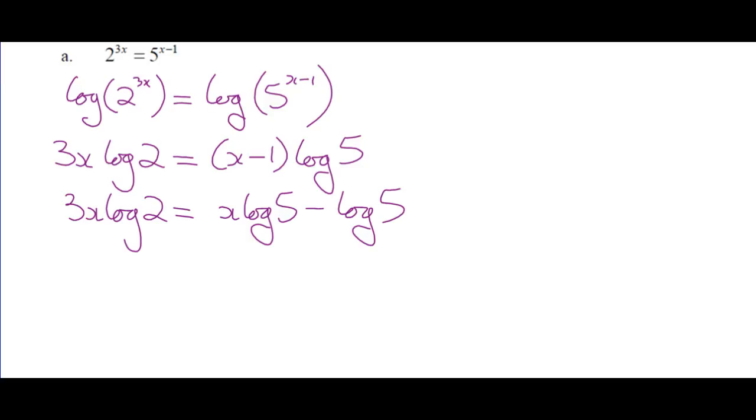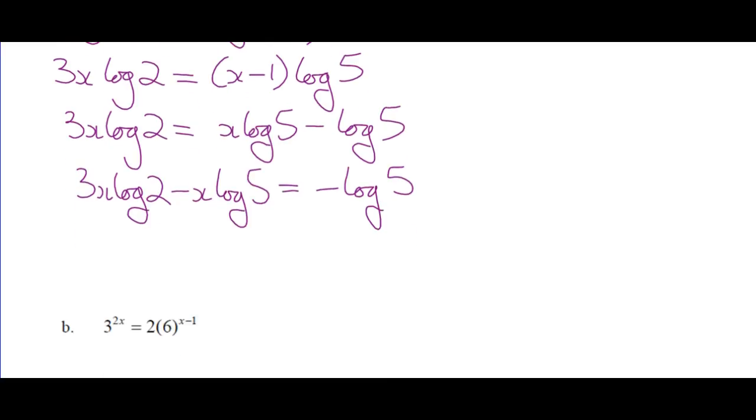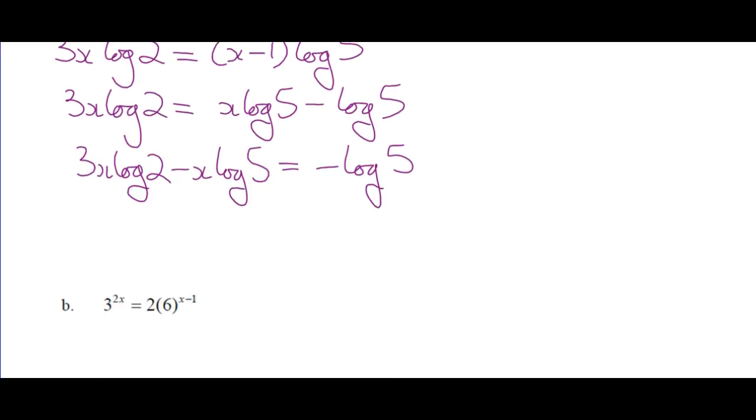So now we'll subtract x log 5 from both sides, right? This will get my x's over on the left-hand side. So I'll have 3x log 2 minus x log 5 is equal to negative log 5. And remember, everywhere you see log something, that's just a number. Right? Nothing magic about log. What's a logarithm? It's an exponent. Right? This is the exponent that you raise the base 10 to get the number 5. It's somewhere between 0 and 1. Okay? Now, factor the x out.